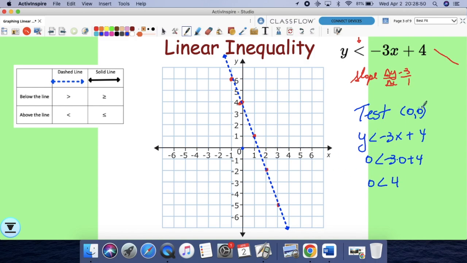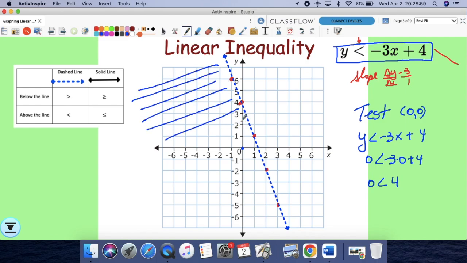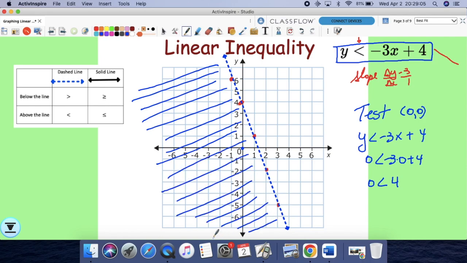So the point 0, 0 worked to satisfy this inequality, which means every point that's on the same side as 0, 0, which is to the left of the blue line, is also going to work. Hopefully you also got that. You can put a big S here because that's our solution area.